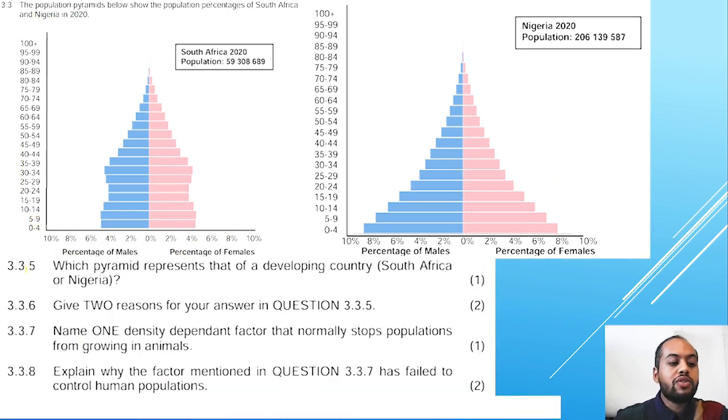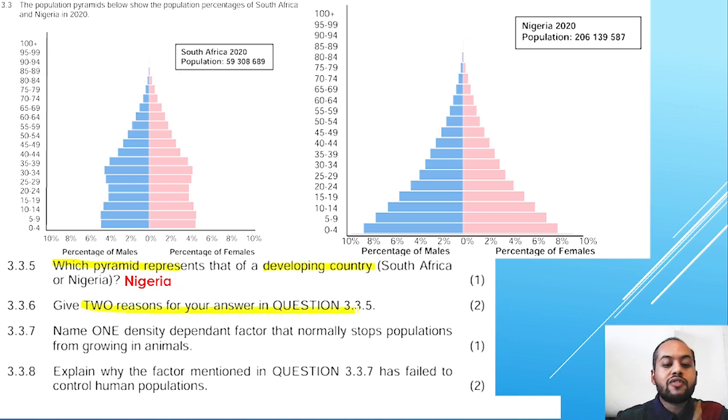The next question, 3.3.5, says which pyramid represents that of a developing country? Remember that a developing country is going to have a population pyramid that is normally in the form of a triangular shape. And between the two population pyramids, the one that has a more triangular shape is that of Nigeria. Therefore, the answer is going to be Nigeria.